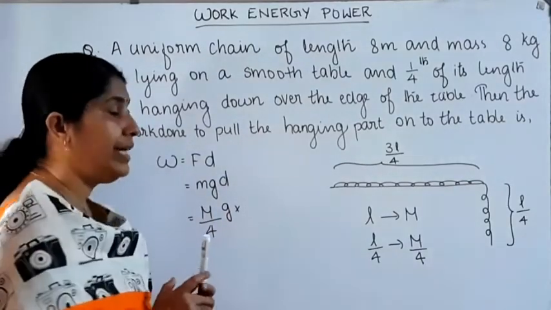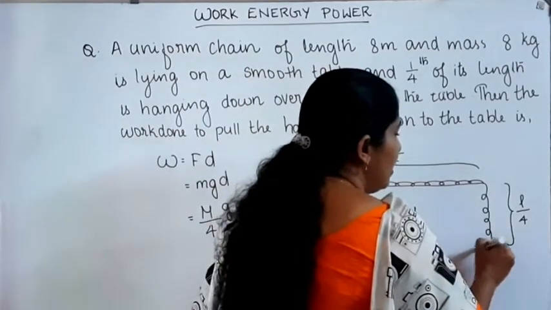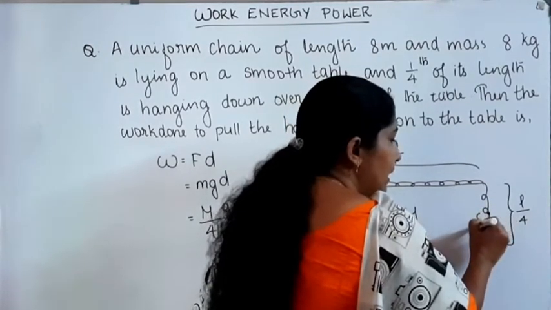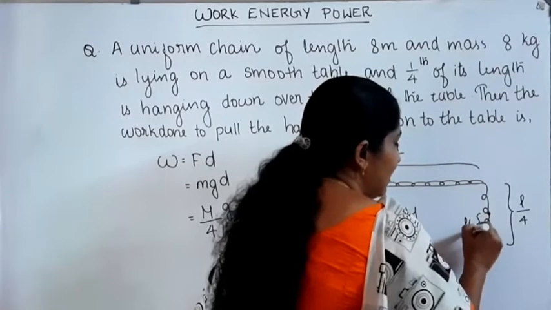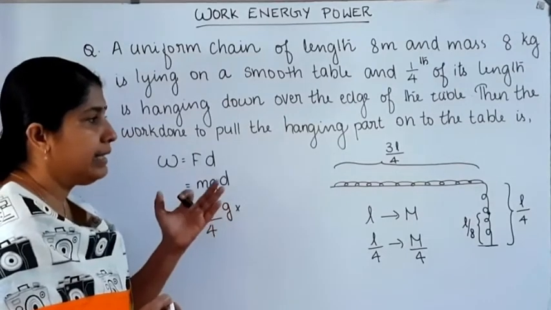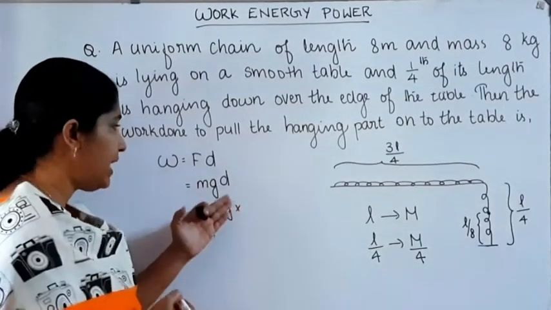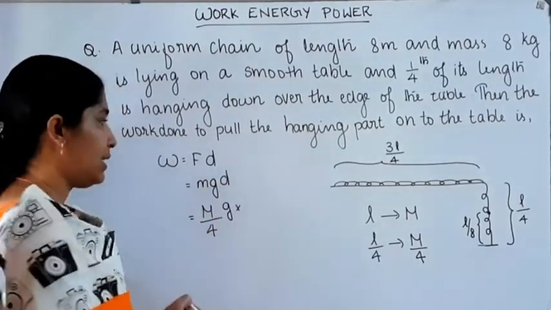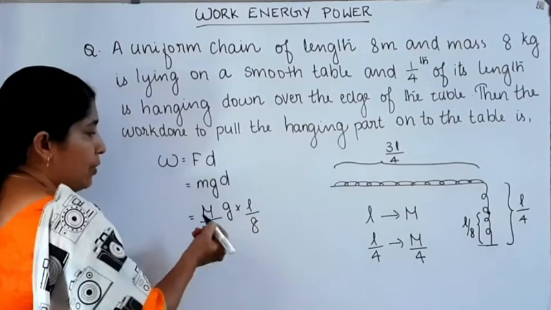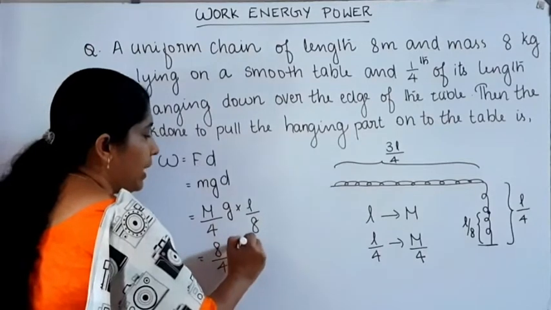Height is always measured towards the center of mass. The hanging length is L by 4, so the distance to the center of mass is L divided by 8, which is half of the hanging portion. So d is L divided by 8. Now we can substitute the values. M is equal to 8 kg, 8 divided by 4, into g equal to 10, into length.